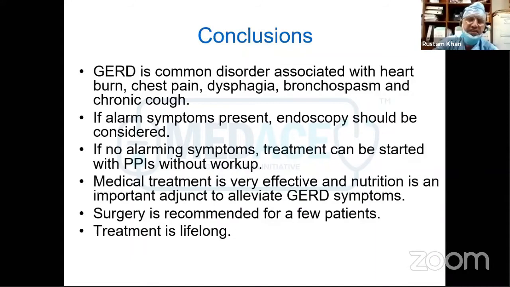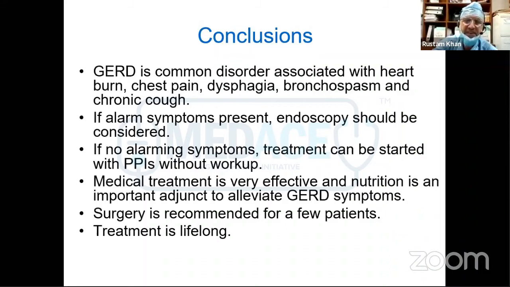So in conclusion, ladies and gentlemen, GERD is a common disorder associated with heartburn, chest pain, dysphagia, bronchospasm, and chronic cough. If alarm symptoms are present, endoscopy should be considered. If no alarm symptoms are present, you can consider treatment with PPI straight away without investigating the patient. And if the patient responds, that will give you the diagnosis as well.